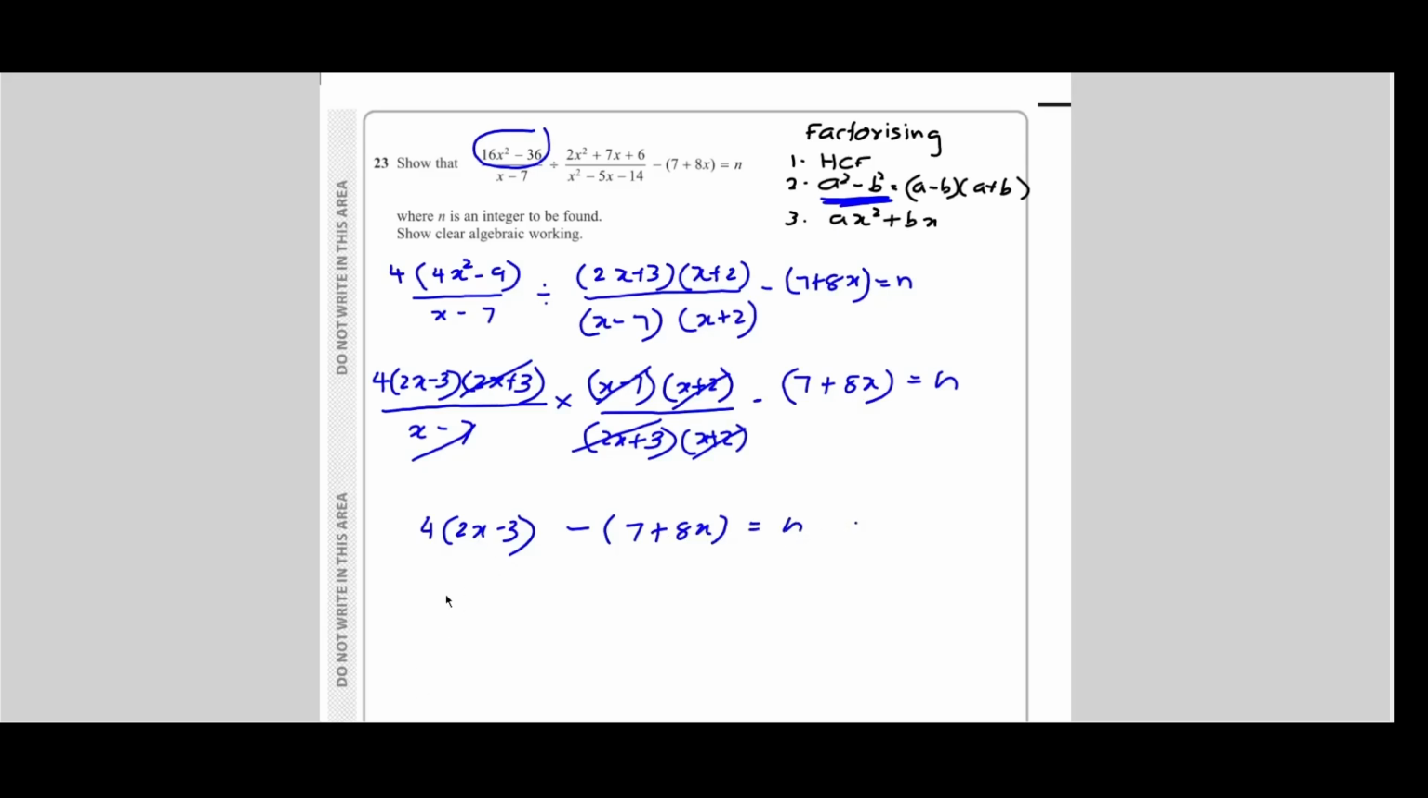Then we can write it as 8x minus 12 minus 7 minus 8x equals n. The 8x terms cancel out, because 8x minus 12 minus 7 becomes minus 19. Then n becomes minus 19. This is the answer.